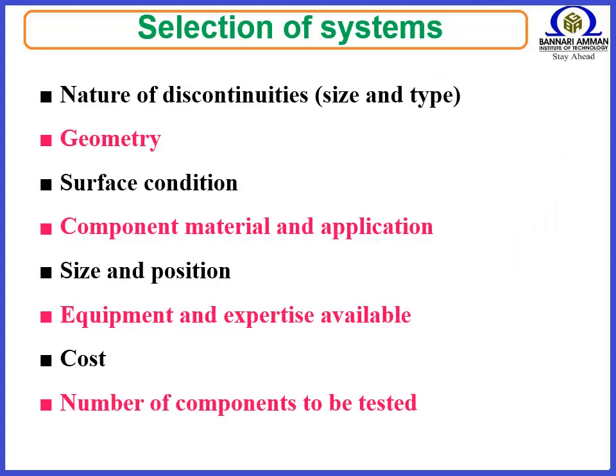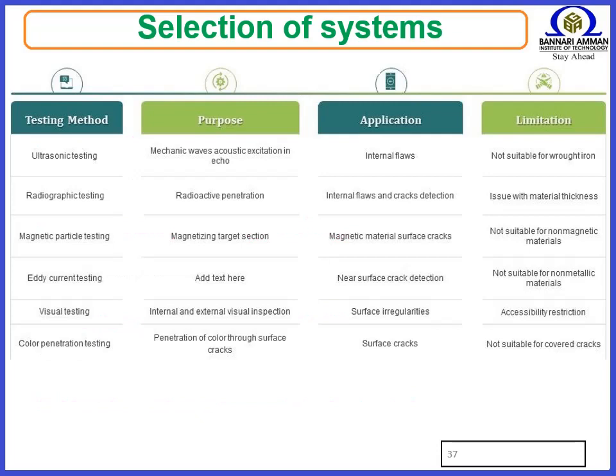NDT selection of process depends on nature of discontinuities, size and type, geometry, surface condition, component material and application, size and position, equipment and expertise available, cost, number of components to be tested. These are NDE applications at almost any stage in the production or life cycle of a component.